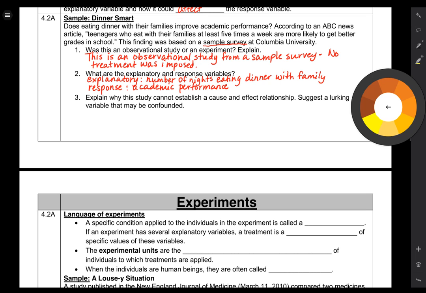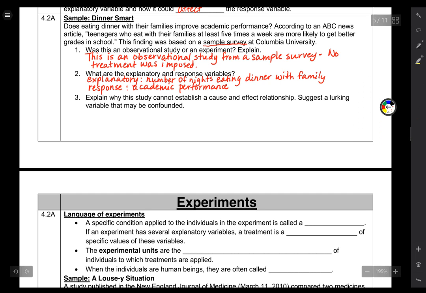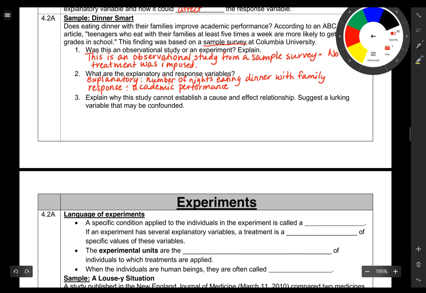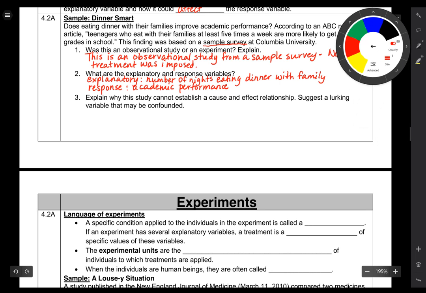Explain why this study cannot establish a cause and effect relationship. Suggest a lurking variable that may be confounded. Remember, observational studies cannot establish a cause and effect because they don't seek to influence the results of a study.